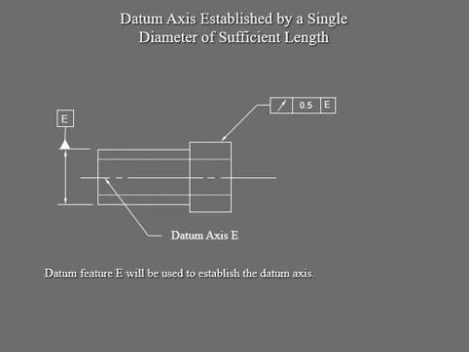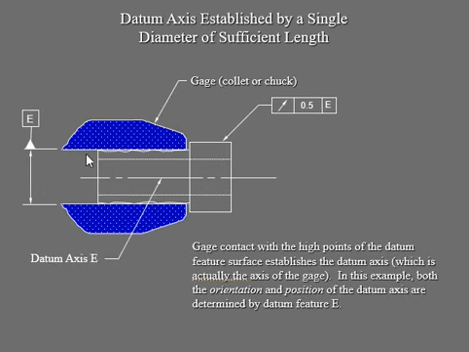So diameter, you have a single diameter, meaning this is a single diameter. We don't have two like in the previous example before. So you have only the single diameter of sufficient length. Now we're going to gauge it.